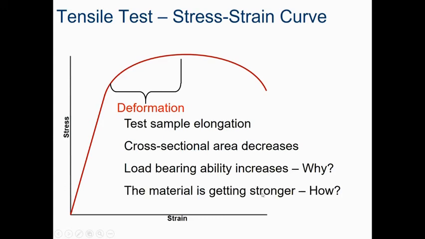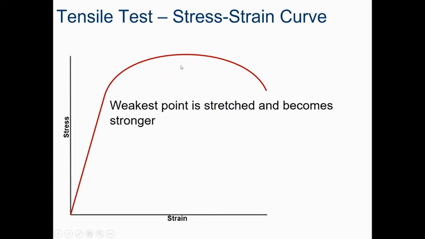So the material is getting stronger because as I'm pulling on that, what I'm going to see is that the grains of that test sample are actually aligning to each other. And so this is called work hardening. As I'm pulling on that, I'm actually making that material very, very strong. But again, remembering that as I'm pulling on this, I'm actually deforming it beyond the point at which I can get that deformation back. All right, so the weakest point is stretched and now becomes stronger.